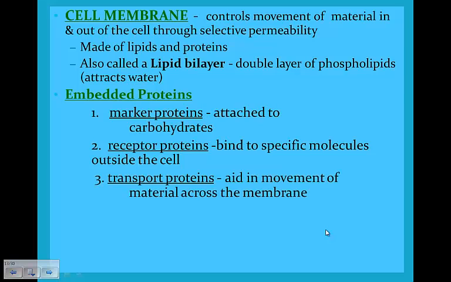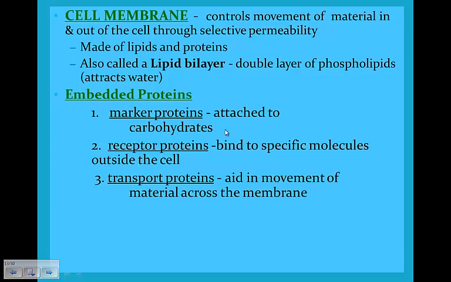And then you have integral proteins that are embedded in the membrane. These go all the way through the membrane, all the way from the outside to the inside, and this allows for movement of materials in and out of the cell. Materials that are too large to go through the phospholipid bilayer, or materials that may have the wrong charge, all kinds of different reasons to go through, they need assistance.